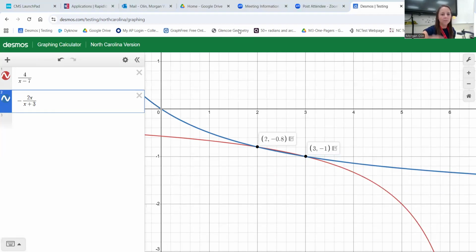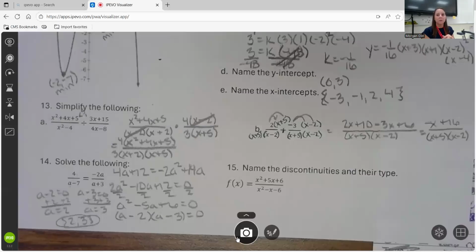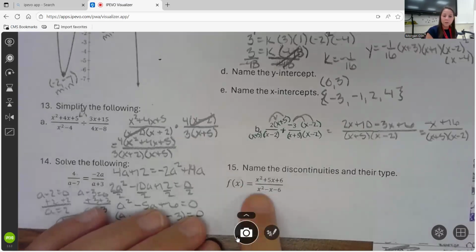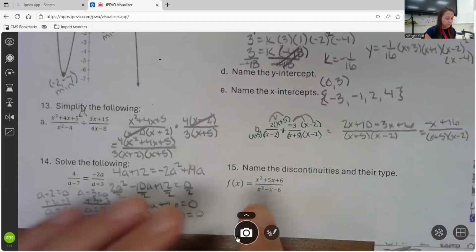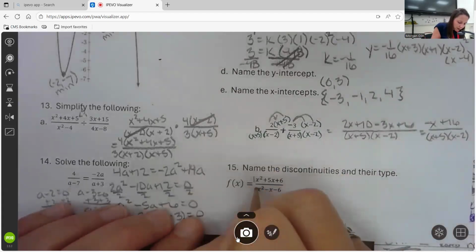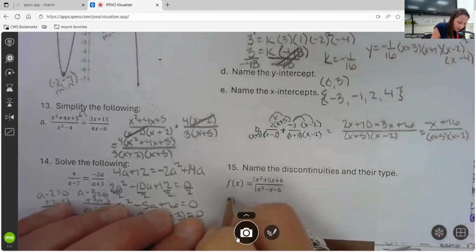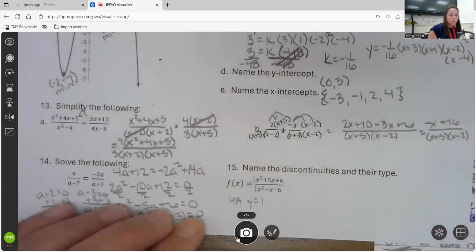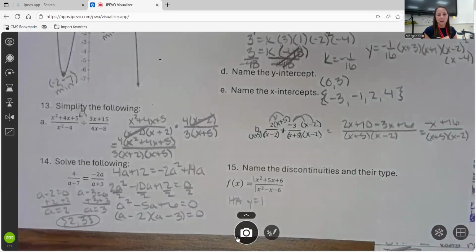Moving right along, we have one more. Name the discontinuities and their type. What I mean by that is, is it a vertical asymptote? Is it a horizontal asymptote? Do I have a hole? Stuff like that. So let's start off with our horizontal asymptotes. Horizontal asymptotes come when we're looking at the degree. When the degrees are the same, before we start factoring anything, our horizontal asymptote is found by dividing our leading coefficients. So 1 divided by 1 is y equals 1. I'll show you this on the calculator in just a second.